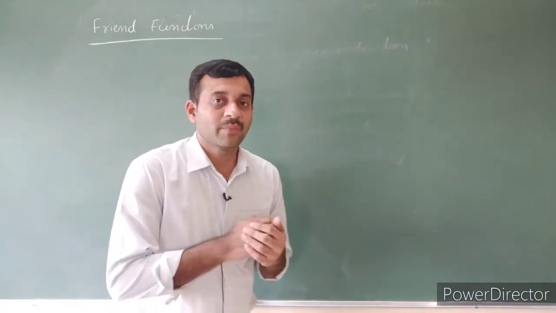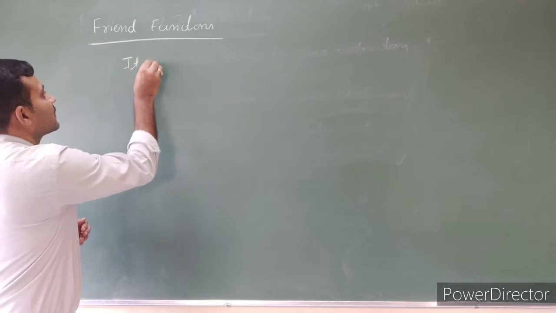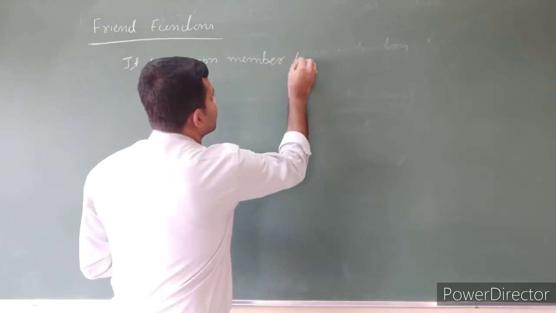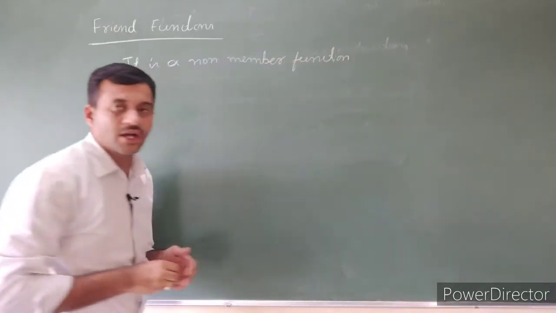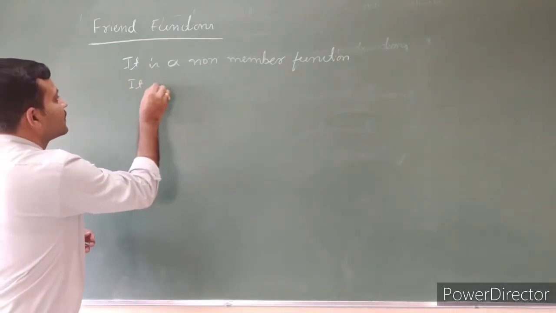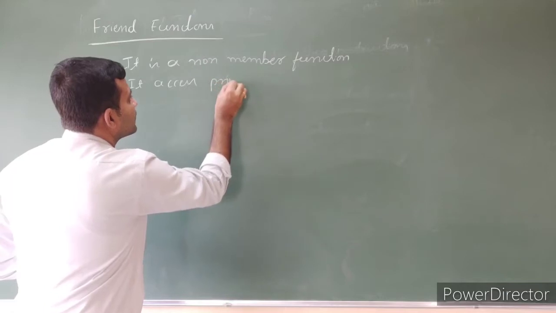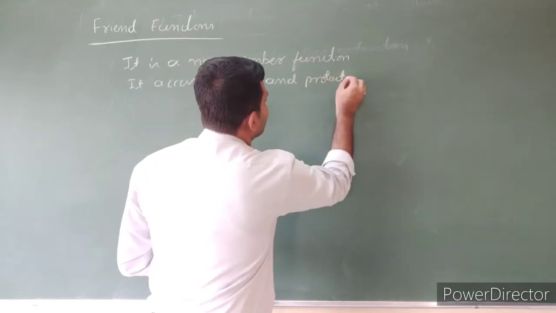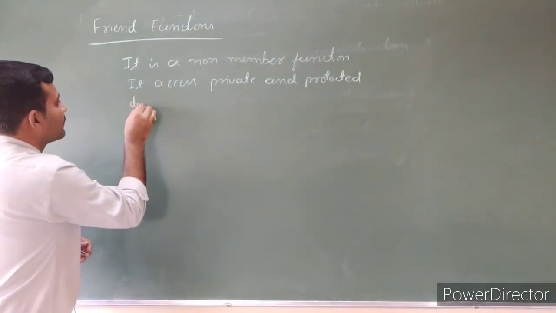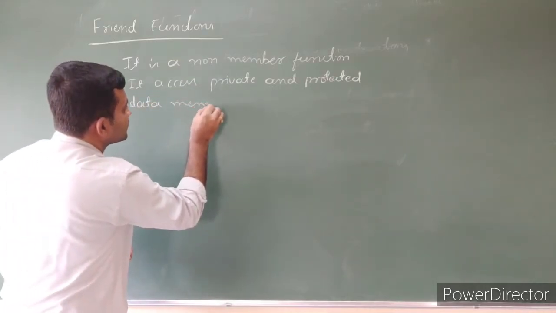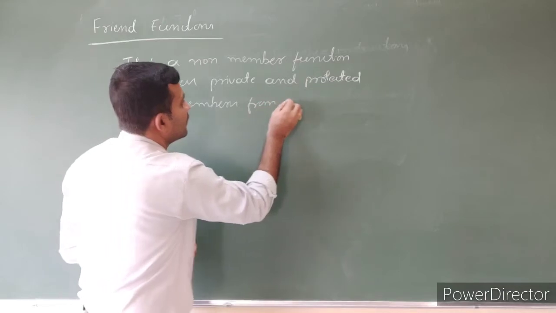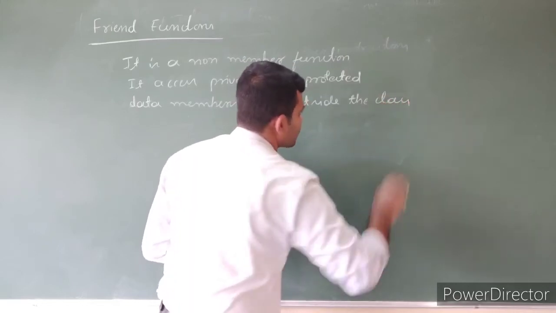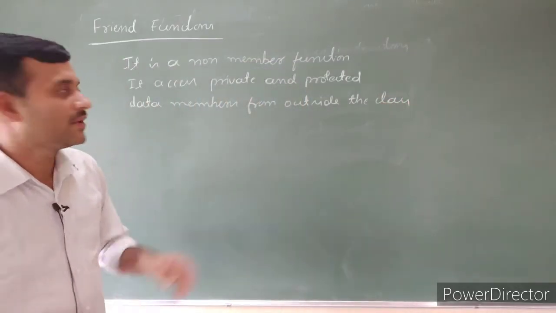It is a non-member function. It accesses private and protected data members from outside the class. That is the main advantage of the friend function.